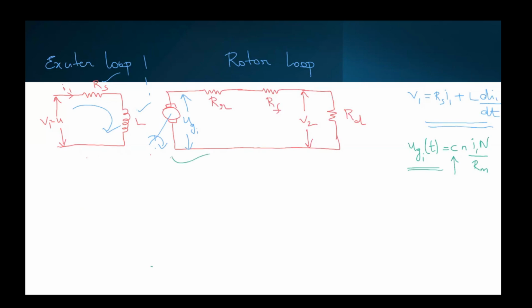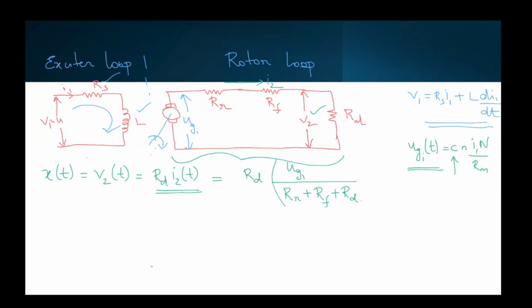Now, the second loop, the rotor loop. This V2 is the voltage that is required for us. That is our state. So our desired output is the voltage V2. Now I'm considering the state as equal to RD into I2(t). I2 is the current in this loop. The current in the loop is equal to the supply voltage UGI divided by RR plus RF plus RD. RR is the resistance of the rotor, this is the resistance of the feeder lines, and this is the resistance at the load, RD.